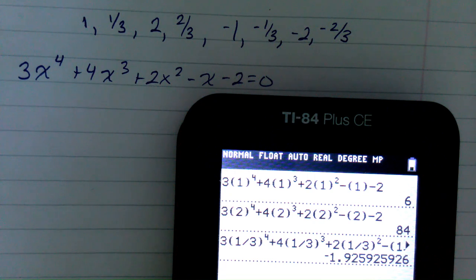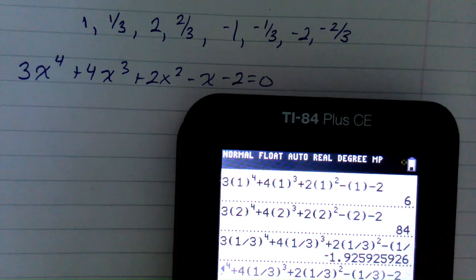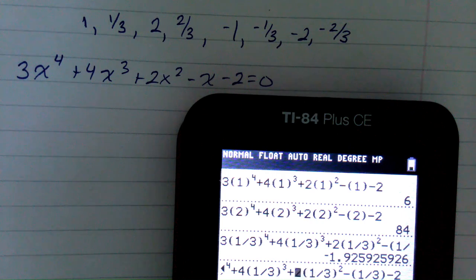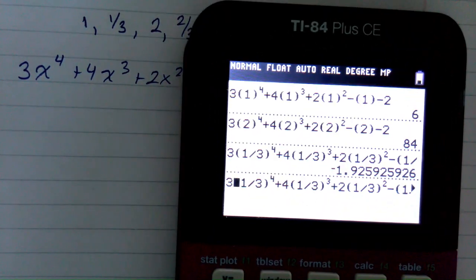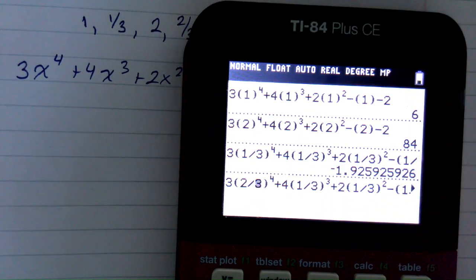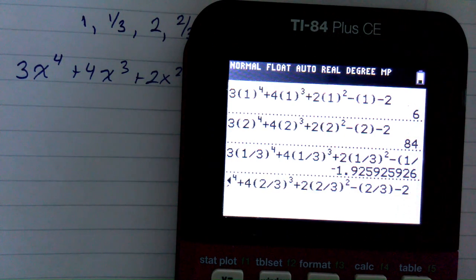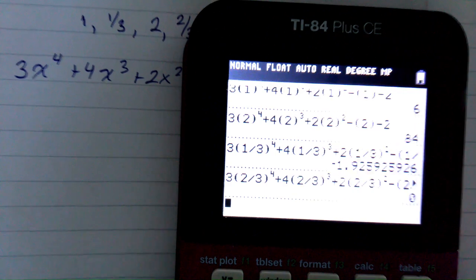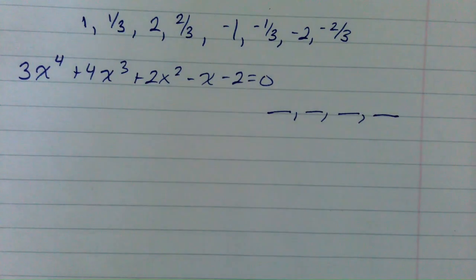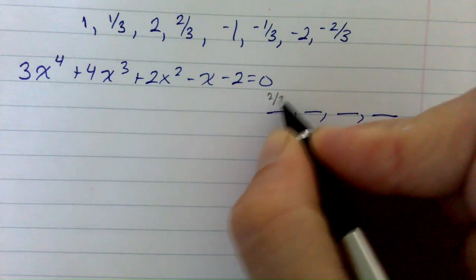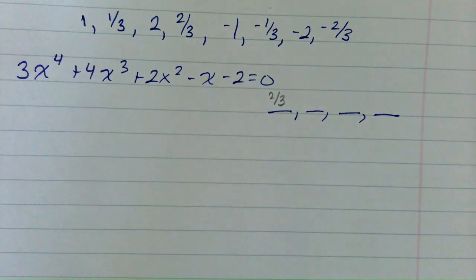One third did not work. I like to arrow back to the beginning and do this. Two-thirds absolutely did work, so two-thirds is one of our answers. Why did it work? Because it came out to have a remainder of 0. That's telling us it's a perfect factor.